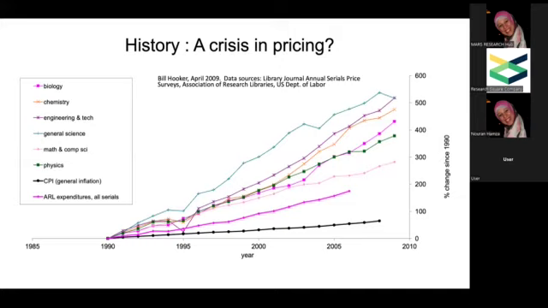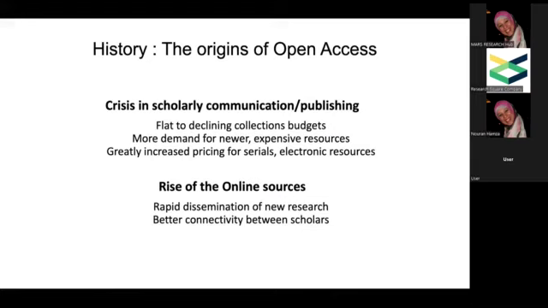So libraries, institutions, and researchers started to think, isn't there a better way for us to share our research? Why does it have to cost so much for our institution to get access to content? This is called the crisis in scholarly publishing, the crisis in scholarly communication. We saw flat to declining budgets, and we still see that, at libraries, at institutions, at the government level, more demand for newer and more expensive resources and databases, and most importantly, a greatly increased price, as you saw on the previous slide, for electronic content.